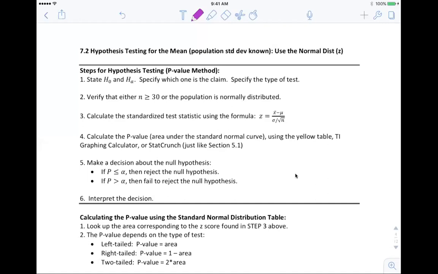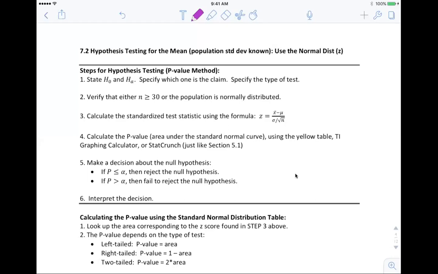We got a 7.2 here. So this is running full hypothesis tests. And this is for the mean. So we're going to be using the Z distribution for these. You do a hypothesis test in 6 steps.